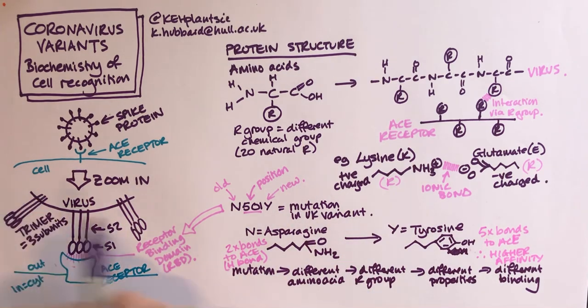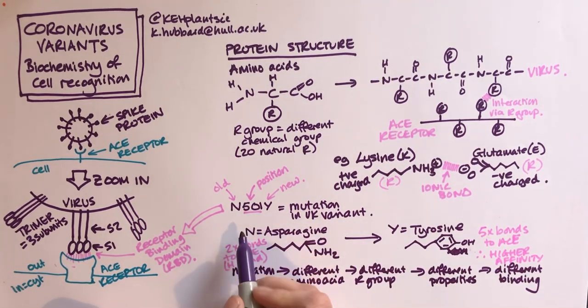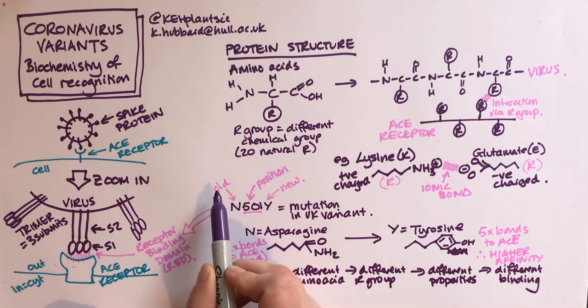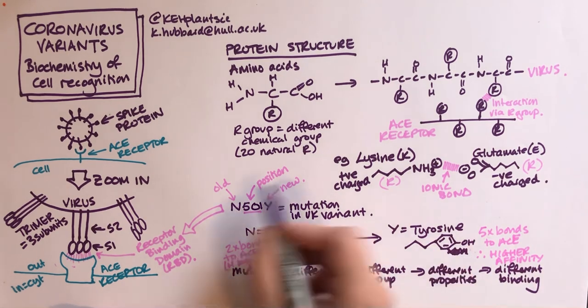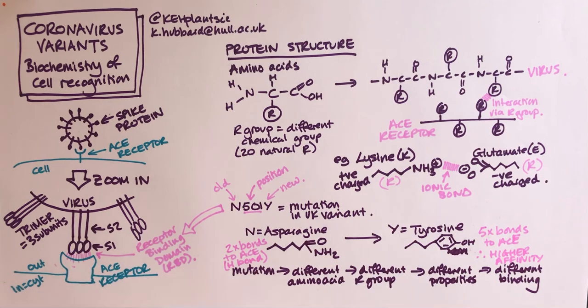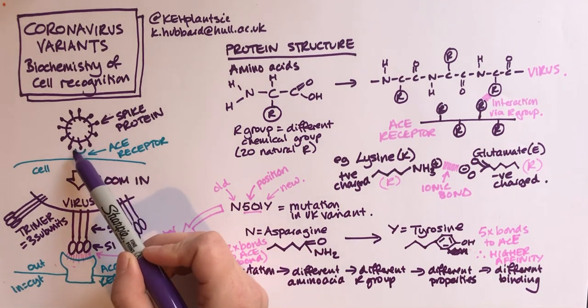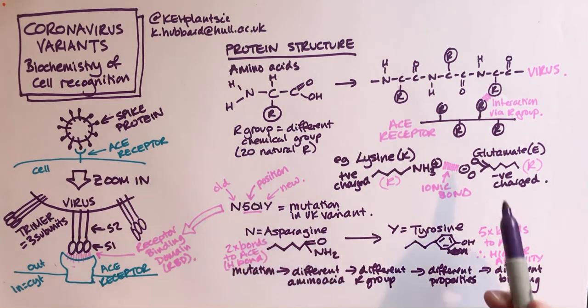So this N501Y mutation, it's not the only mutation in the UK variant, but it's quite an important one. Because we've changed one amino acid for another, from an asparagine to tyrosine, we've increased the amount of chemical bonding, so this new variant is stickier, it sticks to cells more, and that means that you're more likely to be infected, and that's why we're seeing increased infection rates with this new UK variant. So it comes down to the biochemistry of how the virus is attaching to your cell, and it's all about these R groups and how they interact with the receptor.